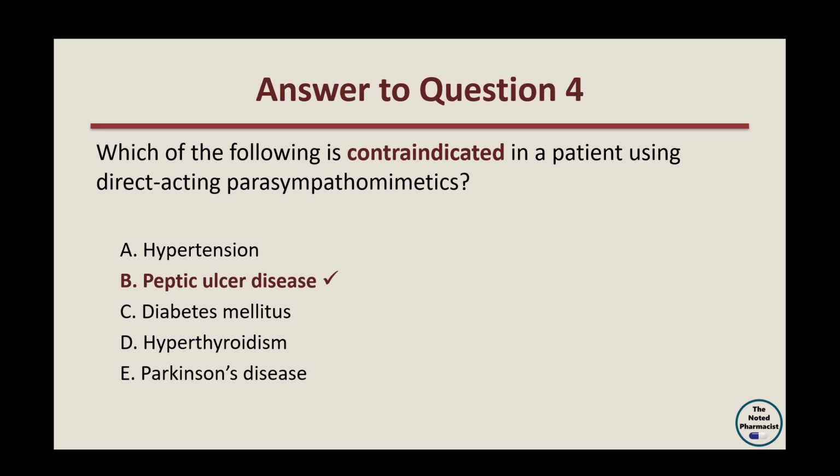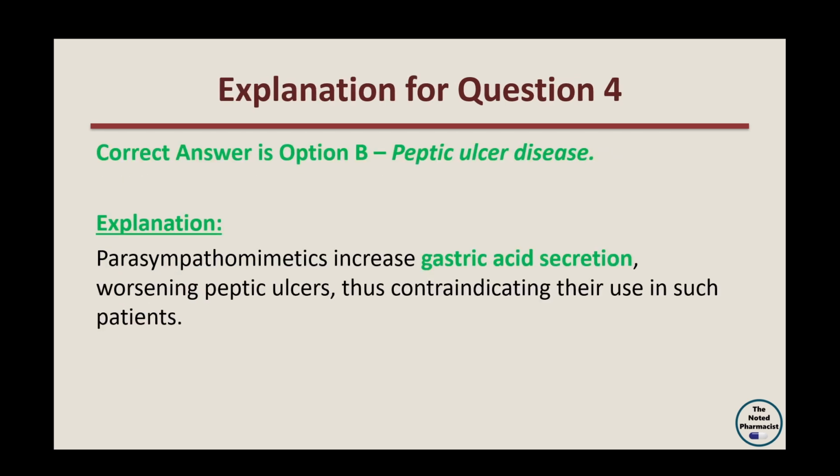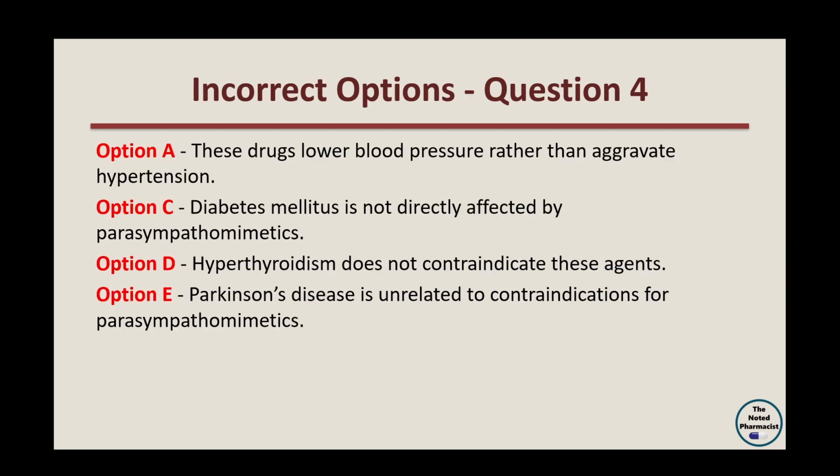The correct answer is option B, peptic ulcer disease. The explanation is as follows: direct-acting parasympathomimetics stimulate muscarinic receptors, increasing gastric acid secretion and worsening peptic ulcers. This makes their use contraindicated in patients with active or recurrent peptic ulcer disease. Here is the explanation for incorrect options.